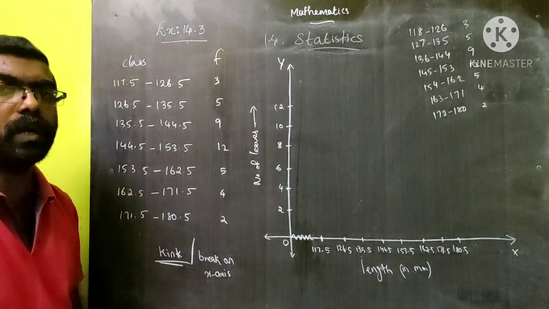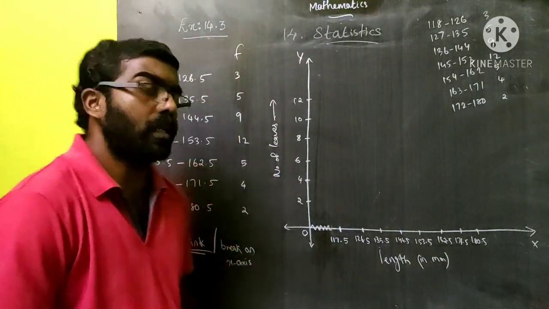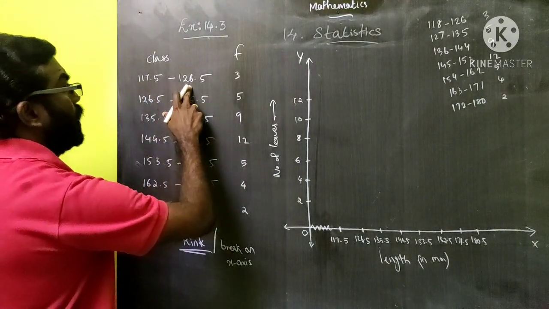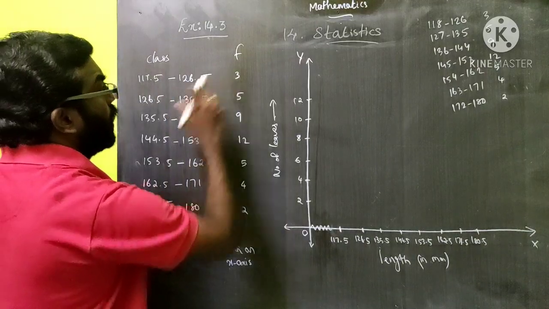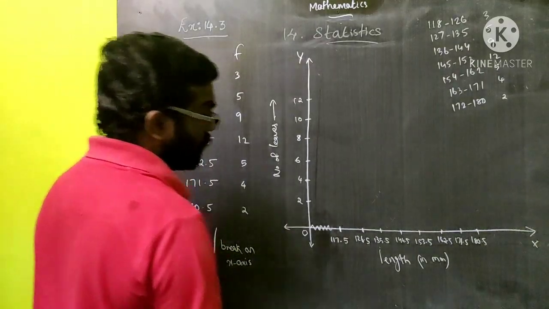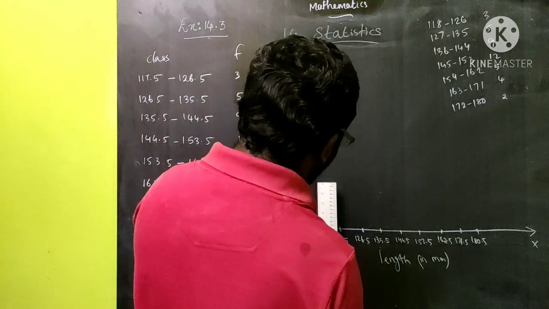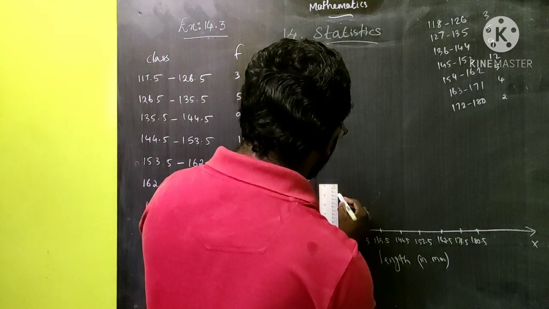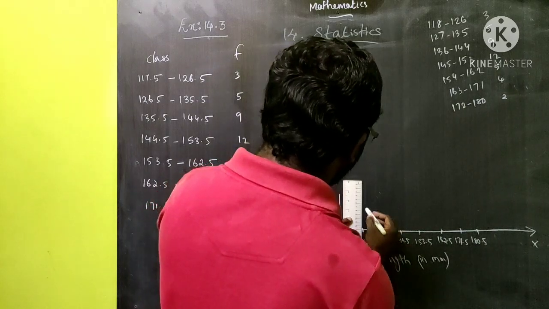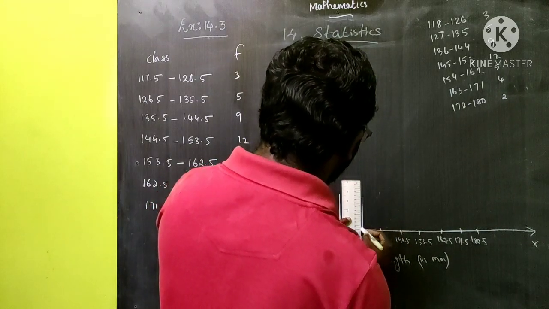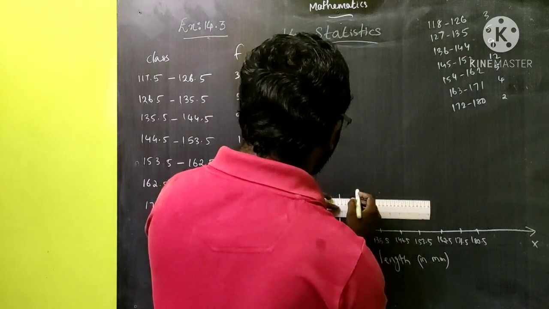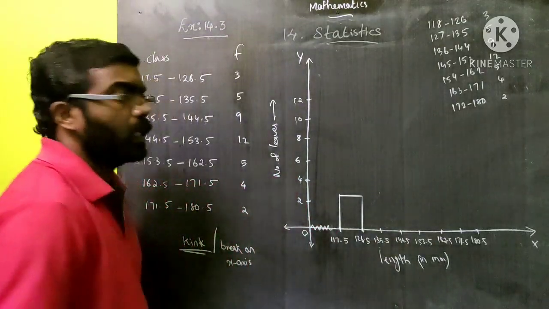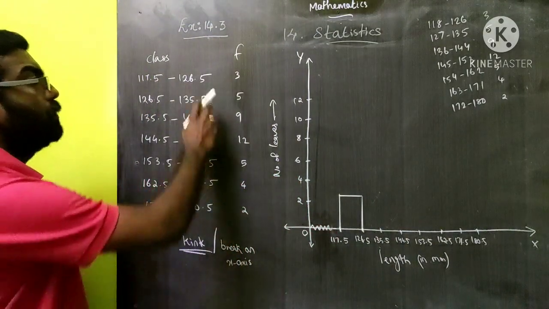Y-axis. Okay. Now we can mark rectangular bars. First class interval 117.5 to 126.5. The frequency is 3. So here we can mark this one. This rectangular bar represents the first one.